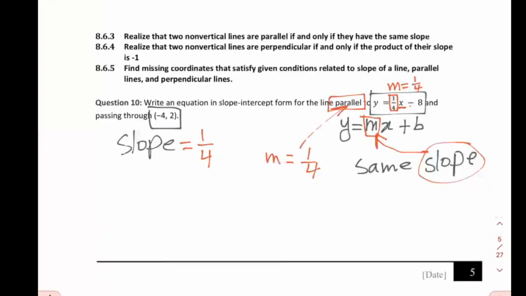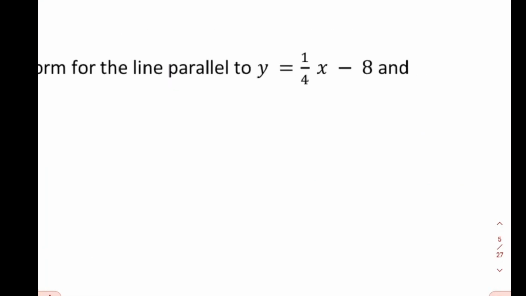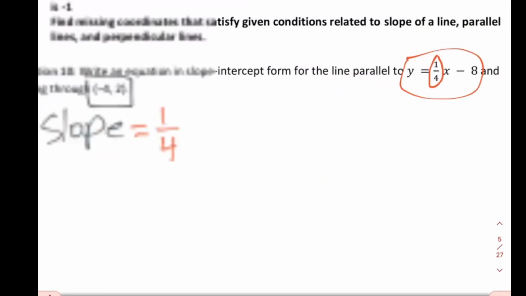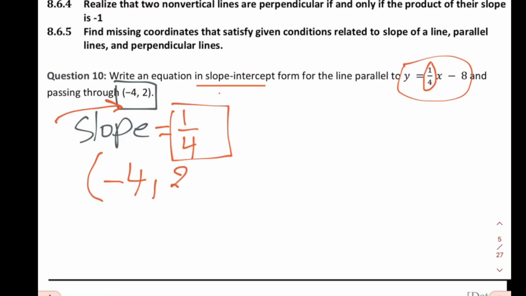Now, we don't need to look at this equation anymore. Okay? This equation, we have used it only to get the slope. Now we go into the question. They want an equation of a new line in slope-intercept form that has a slope of 1 over 4 and passes through the point -4, 2. That means we have to use the point -4 and 2.